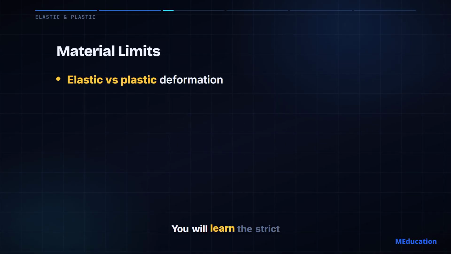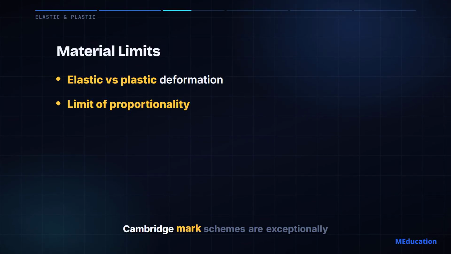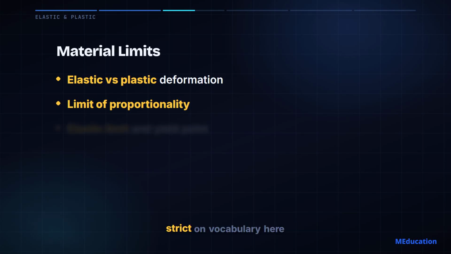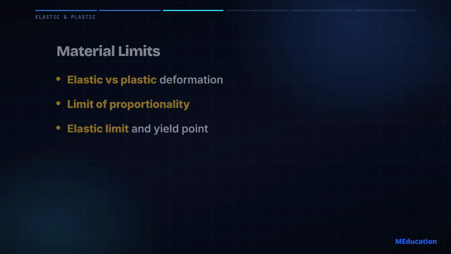You will learn the strict difference between elastic deformation, where a material snaps back to its original shape, and plastic deformation, where the change becomes permanent. Cambridge mark schemes are exceptionally strict on vocabulary here. You must precisely identify and distinguish between the limit of proportionality, the elastic limit, and the yield point on force extension graphs. They look physically close on a graph, but they represent entirely different phenomena.